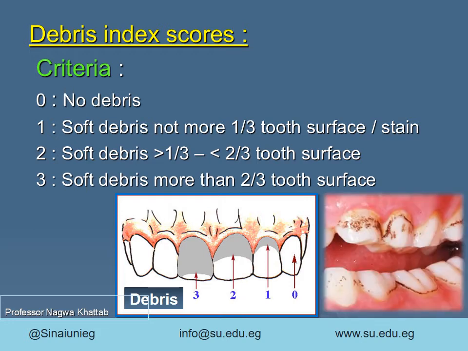Sometimes you find a patient having an extrinsic stain. Here, limited to the gingival margin. Here, covering more than 2/3 of the tooth. Regardless of the surface area covered, if you find a stain, it gets scored 1. Stain is scored 1 regardless of the surface area covered.